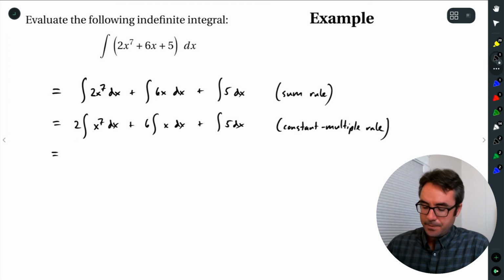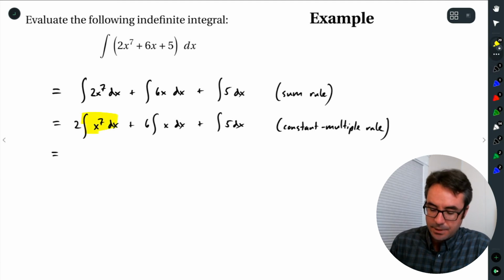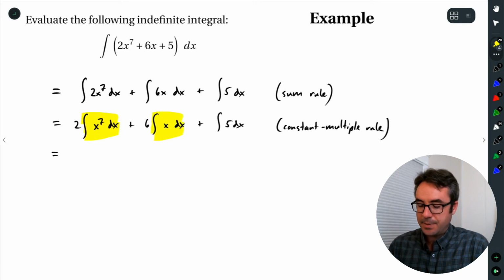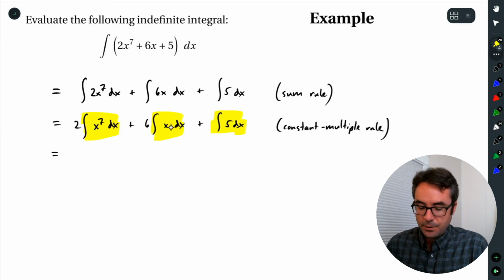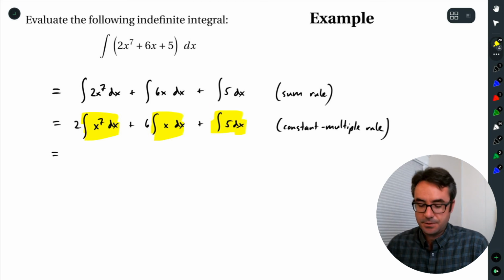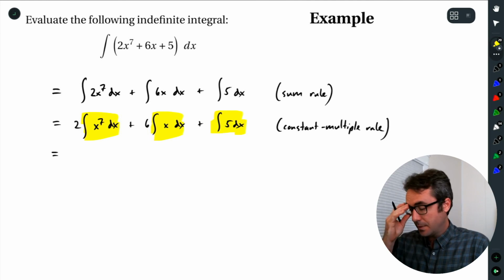And then we just go through, and each of these now, this integral here is power rule. This integral here is power rule. And this integral here, we're just integrating a constant function. So we know these are two of our building block forms. These are two of our most basic antiderivatives. So we can just do them.